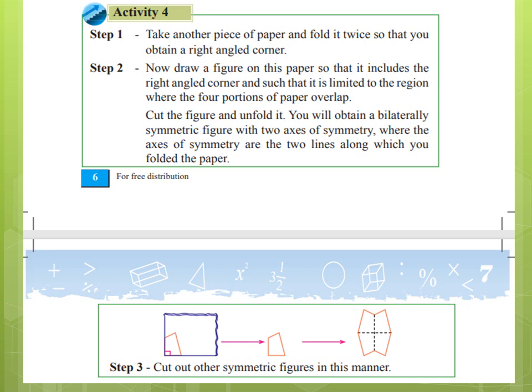That means that you can now cut any shape. So you will get two axes of symmetry. Those two axes of symmetry are the places where you folded the paper. Step 3 is also the same thing as step 2. I hope you have understood activity 4. So let's go to the next page.